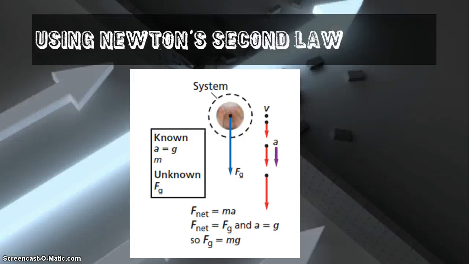So just to look at the system here, we have a marble falling with no air resistance acting up. We know this purple arrow represents the acceleration is pointing downward, so the forces must add to point downward. So we know the acceleration is g, the mass is m. We don't know the force of gravity. That's what we just described. The net force is ma, and since the net force is also the force of gravity, we have the force of gravity equaling m times g.